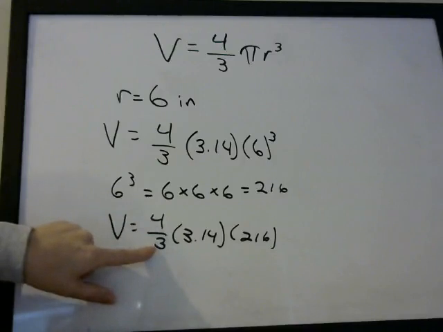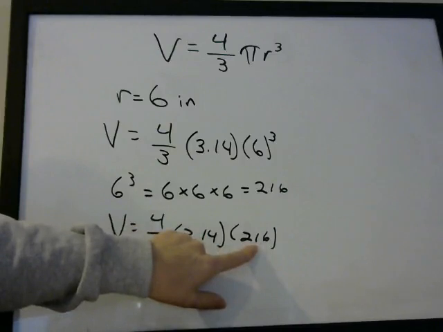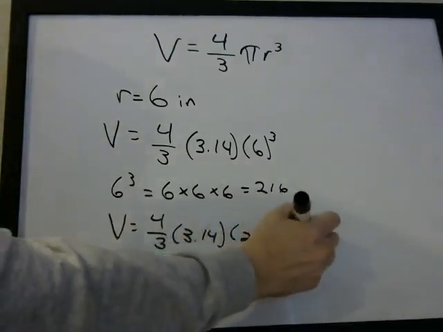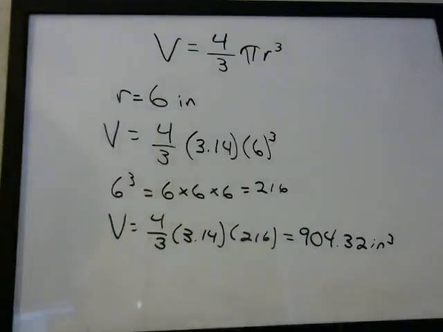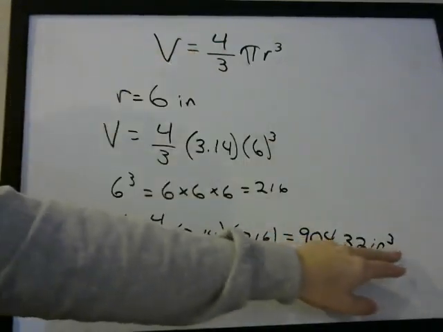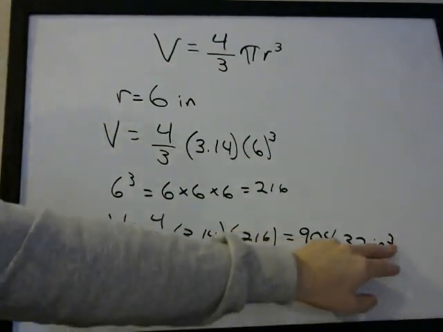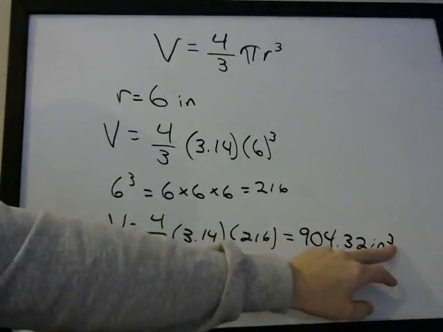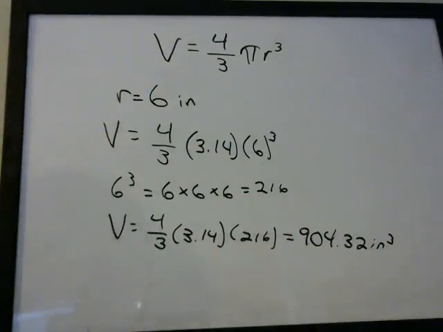4 divided by 3 times 3.14 times 216. If you put that in your calculator, you're going to get 904.32 inches cubed. The units for the answers in volume are always cubic units. So cubic inches, feet, meters, whatever. That should be a key: if you have a word problem that talks about cubic feet, cubic inches, cubic whatever, you know you need to be doing a volume question.